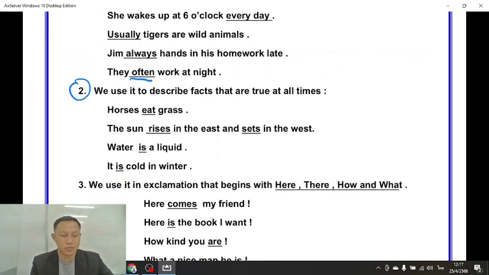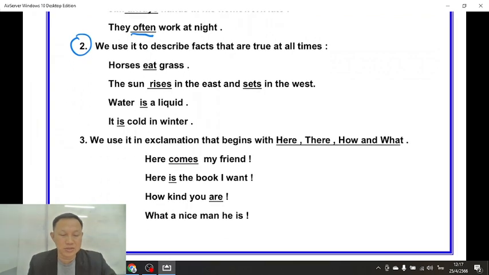2. We use it to describe facts that are true at all times. For example, horses eat grass. The sun rises in the east and sets in the west. Water is a liquid. It is cold in winter.